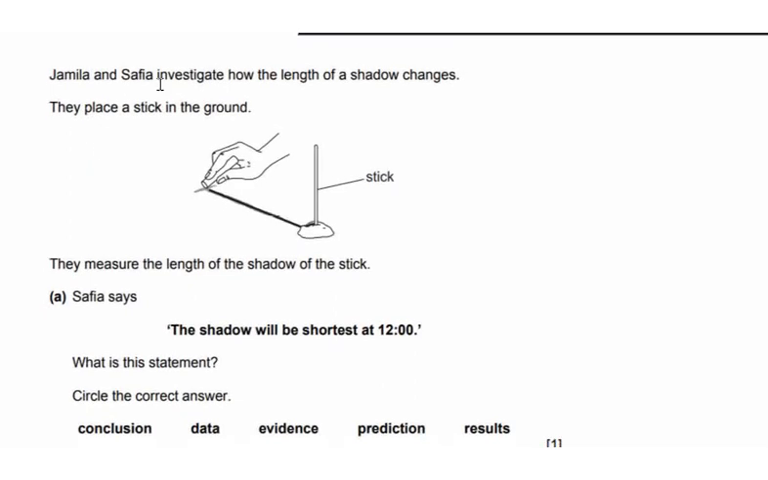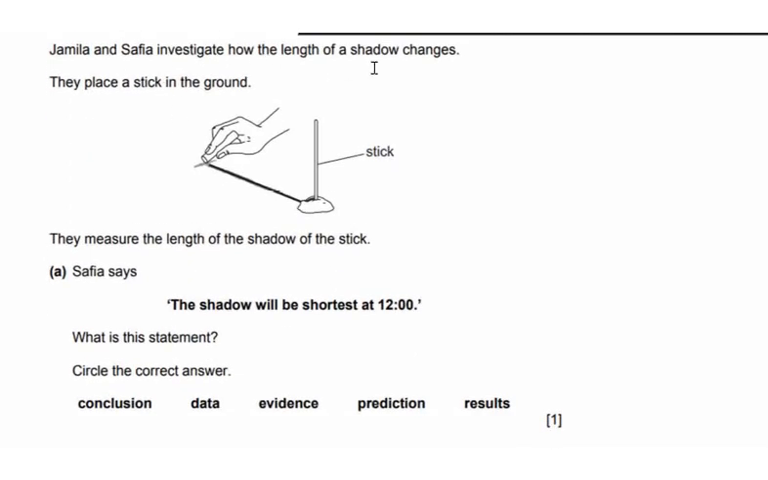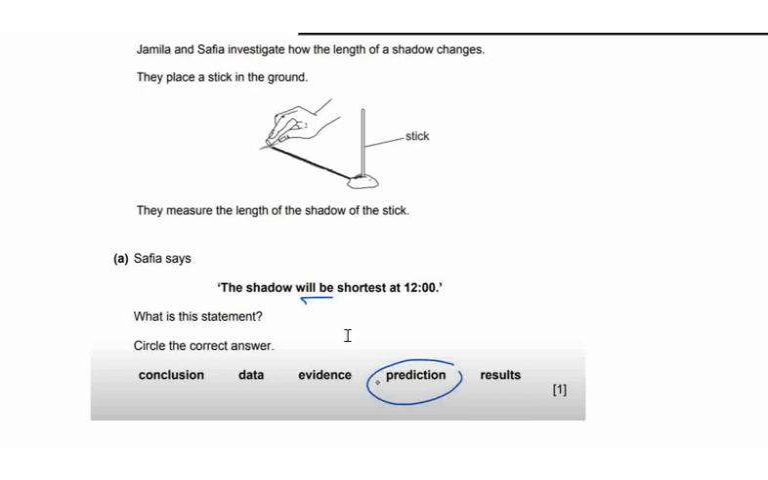Jamila and Safia investigate how the length of a shadow changes. They place a stick in the ground. They measure the length of the shadow of the stick. A. Safia says the shadow will be shortest at 12. What is this statement? Circle the correct answer: the conclusion, data, evidence, prediction, or results. You get 30 seconds from now. The answer is prediction. If you got it correct, you get 1 mark.